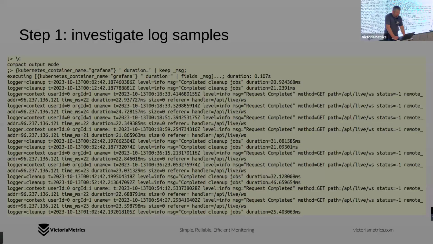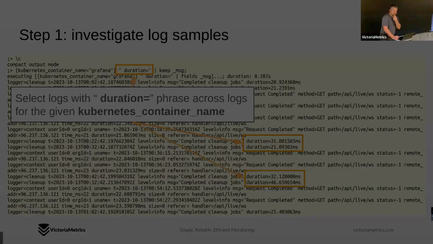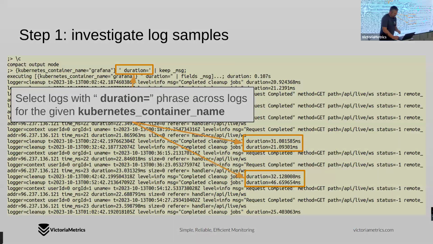Let's look at another example with the same Grafana logs. We select all Grafana logs with the duration string. You can see examples here, for instance, durations. And the durations are in milliseconds, seconds, and so on. Let's calculate the average duration per some message. Let's look.